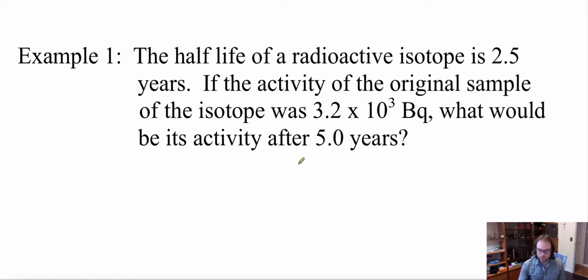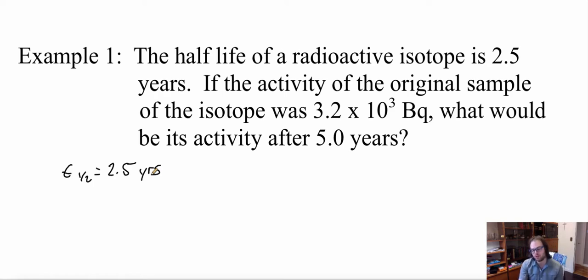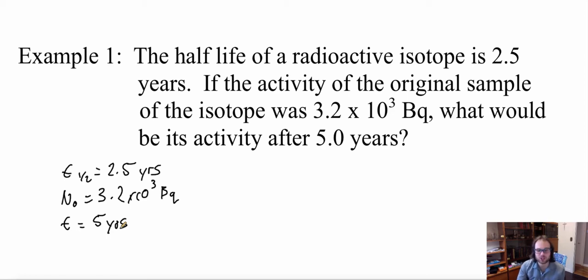So let's start this off here. What do we know? I know my half-life time is 2.5 years. I also know my original becquerels, or my original decay rate, is 3.2 times 10 to the 3. And I also know the time frame over which this is going to be occurring, and that's going to be 5 years. Now what I'm trying to find out is how many becquerels, or how much radioactive decay, is happening at the end of 5 years.